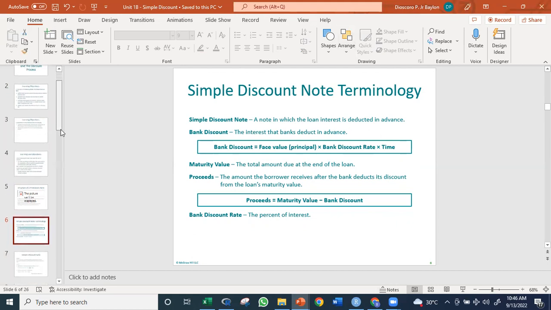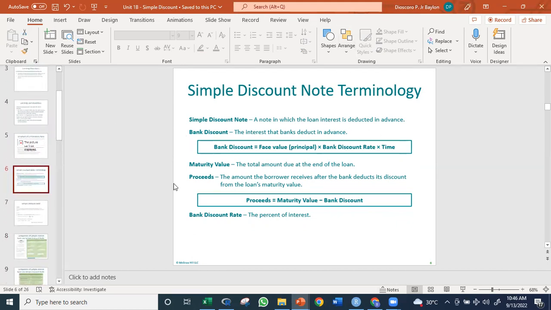For the next meeting, we're going into the difference between the maturity value and the proceeds. So simple interest, simple discount. For simple interest, we add it to the principal to get the maturity value. For discounting, we subtract the bank discount from the maturity value, where we get the proceeds of the loan. Okay, let me stop.